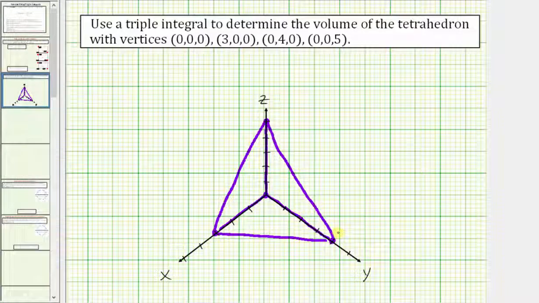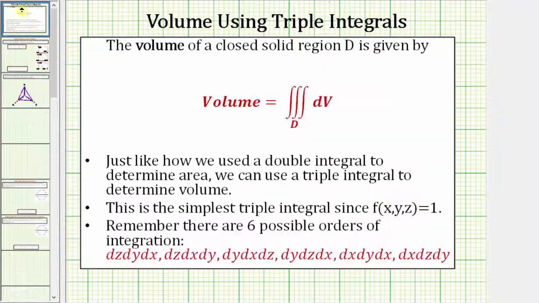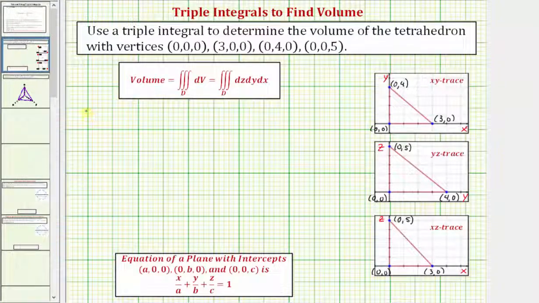Notice how it's bounded by the first octant, or the 3 coordinate planes, and this plane here, where we know the 3 intercepts. The volume of a solid region D is given by this triple integral, where we integrate over the region D, which again is the closed solid region. Notice how the integrand function is just 1, and differential dV can be any of these 6 possible orders of integration. So let's go and set this up as the volume V equals the triple integral.